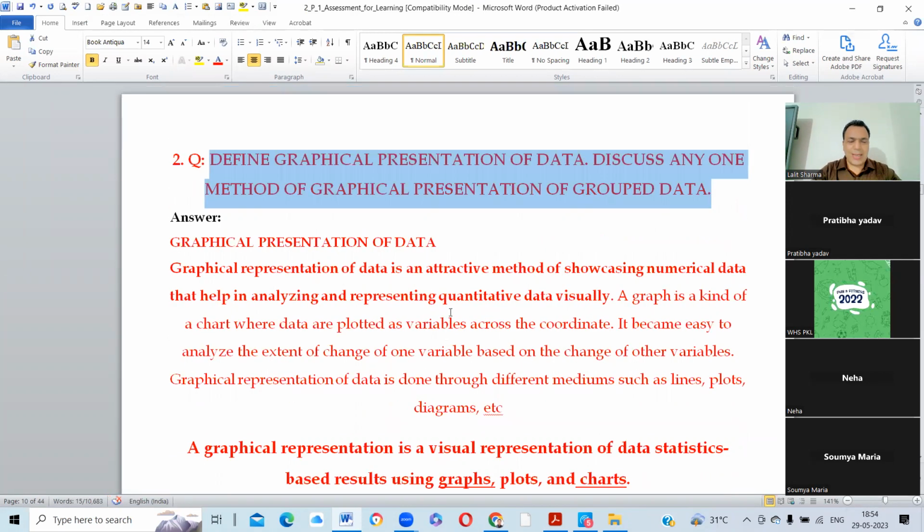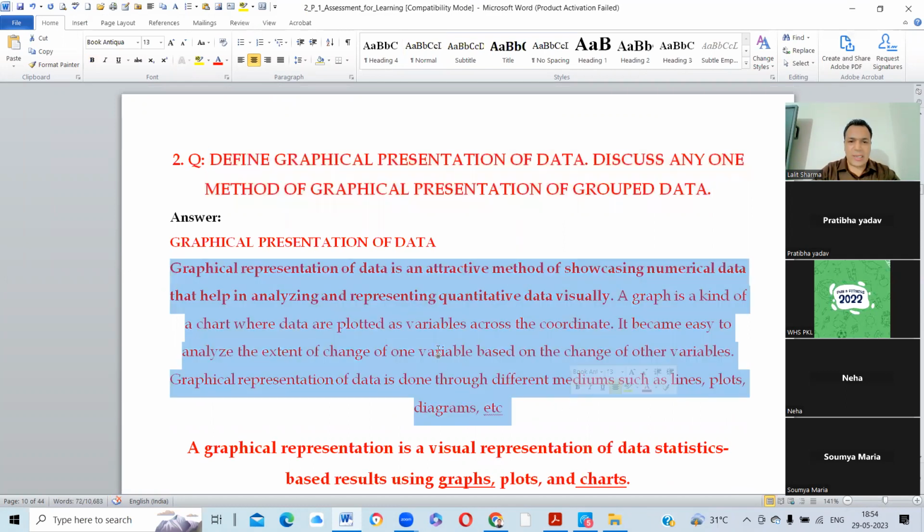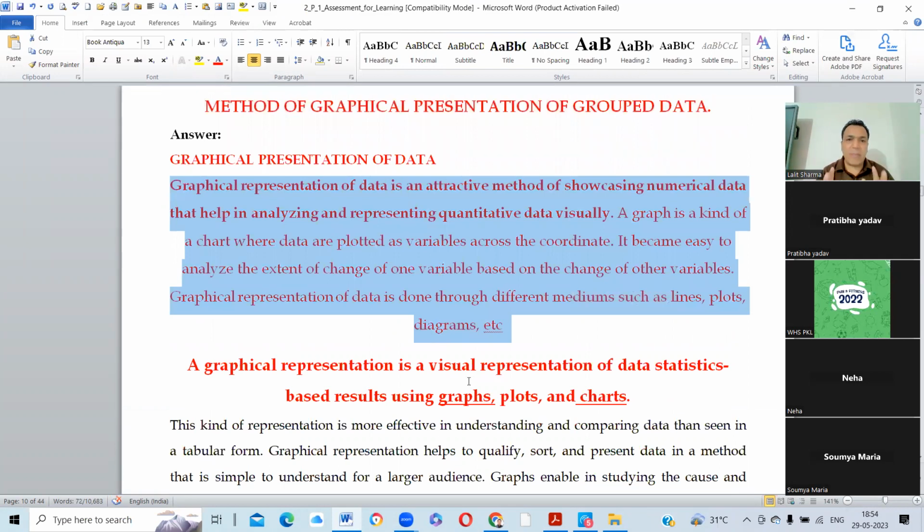So the answer is: graphical presentation of data is an attractive method of showcasing numerical data that helps in analyzing and representing quantitative data visually. This is called graphical presentation of data.